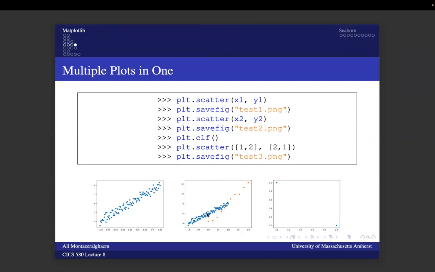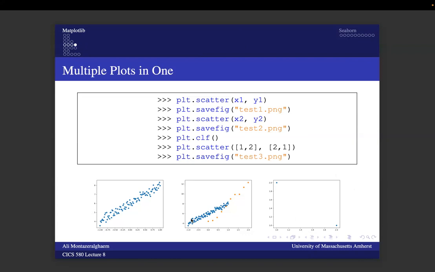But if you don't want to have the previous data in your new plot, you just need to call a function plt.clf(), and this means that we just clear the plot object. Then we have another scatter by passing these values, and then we save it as test3.png, and as you can see, test3.png just has the new data that we just added to the plot, and we don't have the previous data.